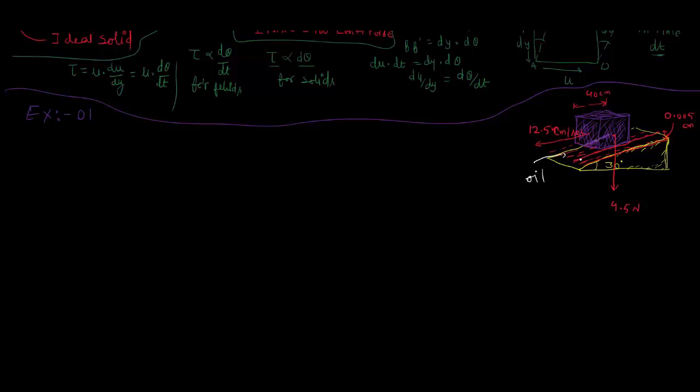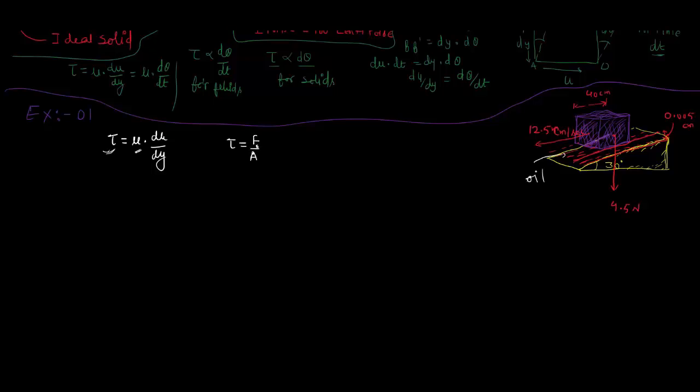So to calculate the viscosity of oil, as per our previous discussion in this lecture, we know the formula, that is tau is equal to mu du by dy. Right, now in this case mu is unknown. So first of all we consider the shear stress. According to our definition, shear stress is force upon area.